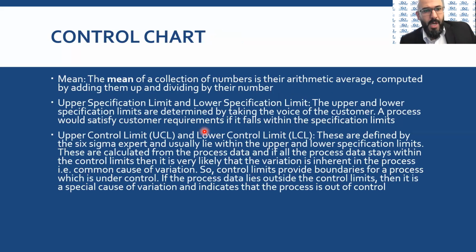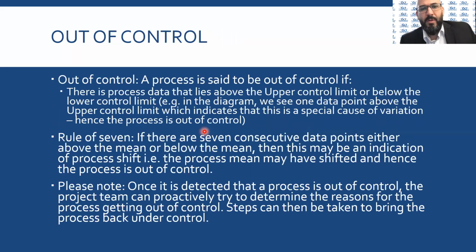One more concept that I don't want to skip. A process is said to be out of control if there is process data that lies above the upper control limit or below the lower control limit. In the diagram that I just showed you, you see one point above the upper control limit, which indicates that this is a special cause variation, hence the process is out of control.